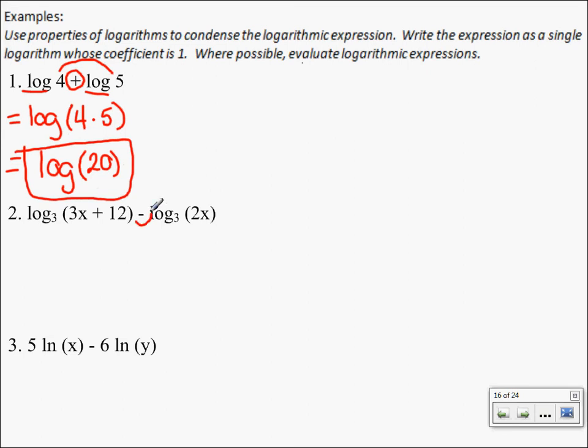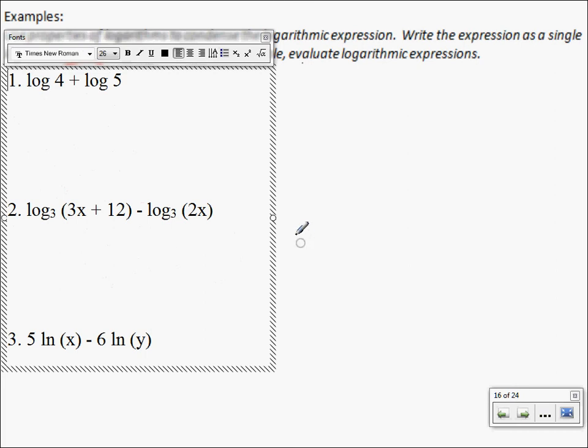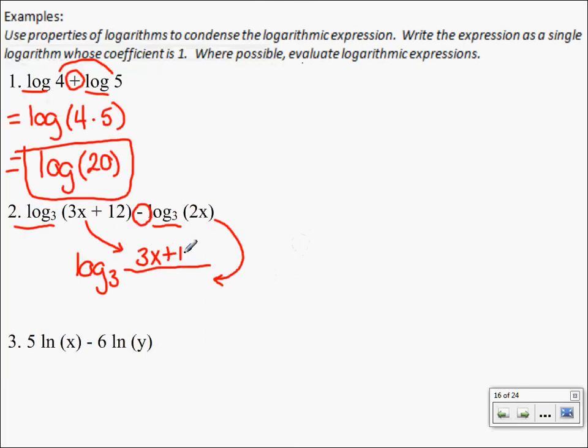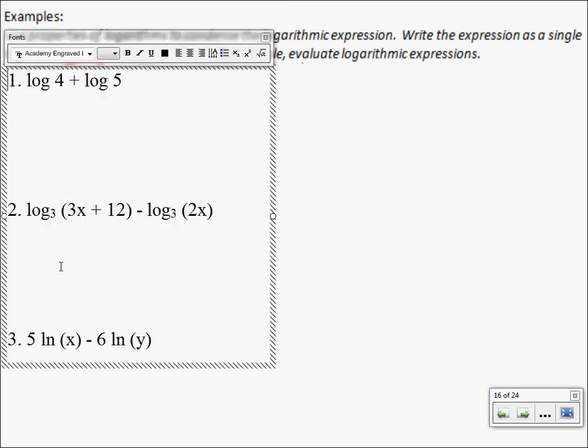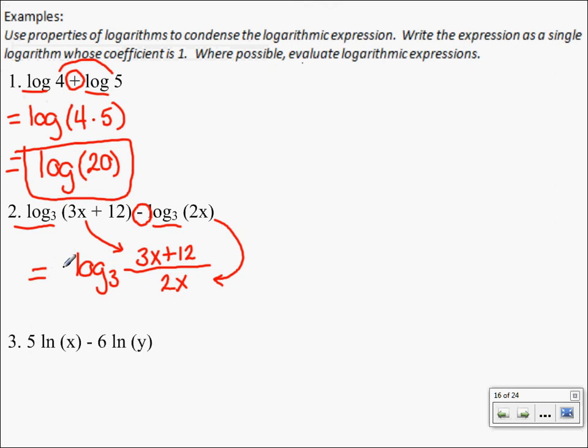Okay, next we have this subtraction, and if you note, our logs and bases are the same, so bring our log base 3 down, and this subtraction between the two sections tells us it's going to be division. So let's bring the first piece as the numerator and the last piece as the denominator. So we're going to have 3x plus 12 on top. Sorry, this computer is messing up a little. And then we have 2x on the bottom. And that is our answer.